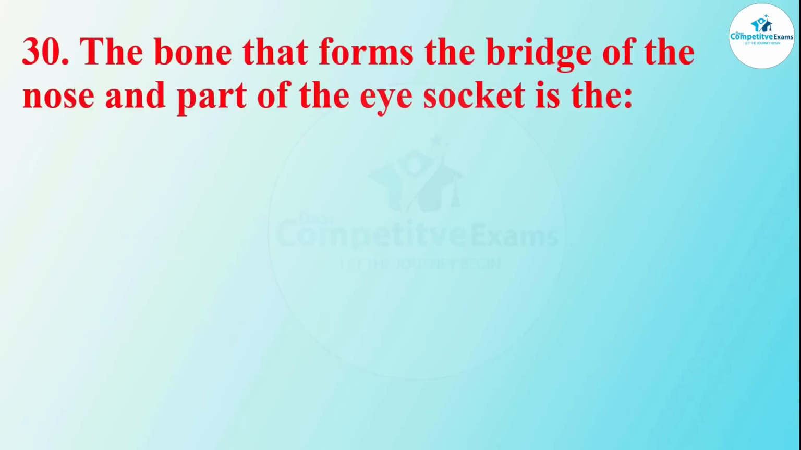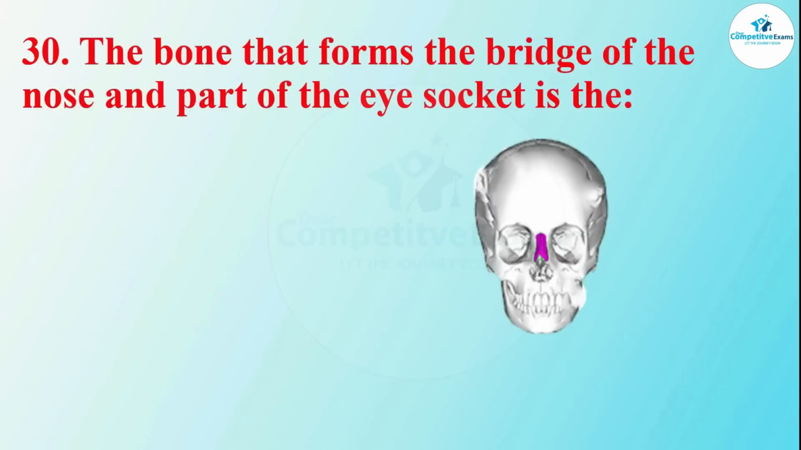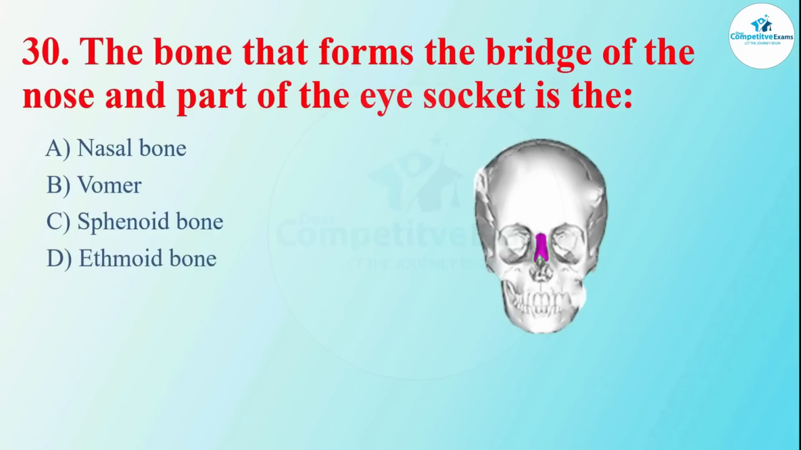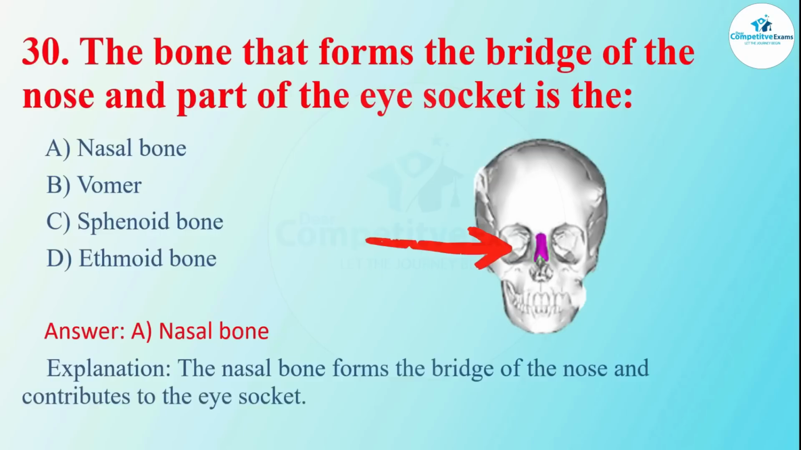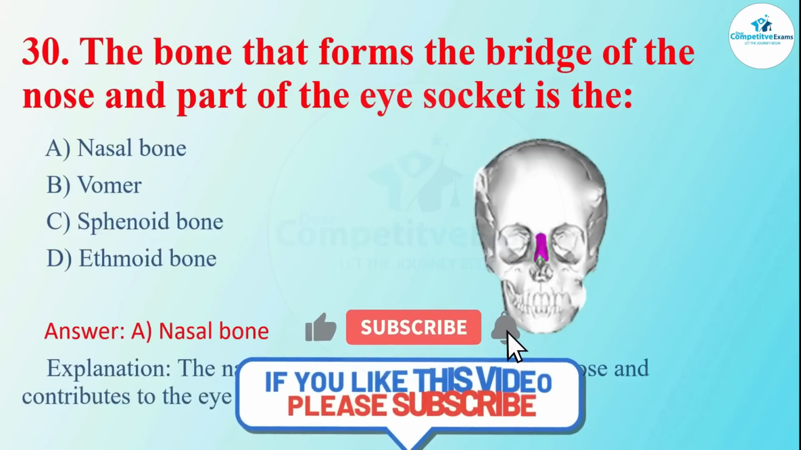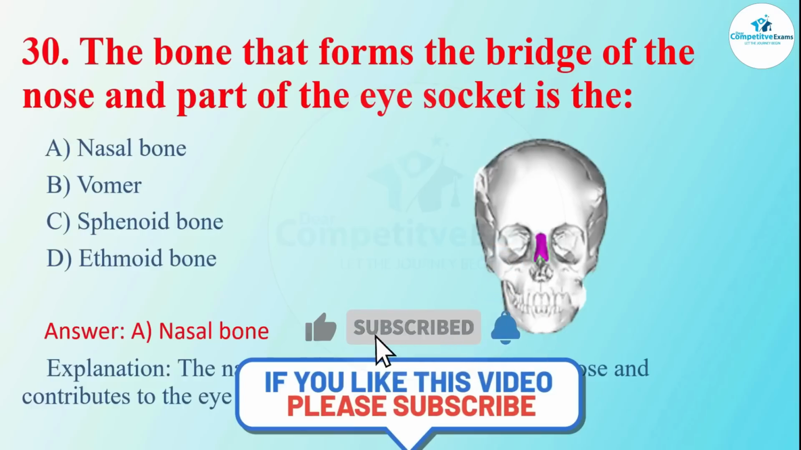The bone that forms the bridge of the nose and part of the eye socket. So what do you call the bone that forms the bridge of the nose and part of the eye socket? Is it called nasal bone, vomer, sphenoid, or ethmoid bone? Your correct answer is nasal bone. The nasal bone forms the bridge of the nose and contributes to the eye socket. It actually contributes to the eye sockets as well.